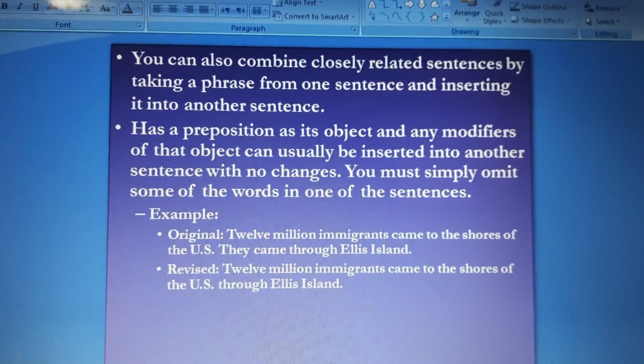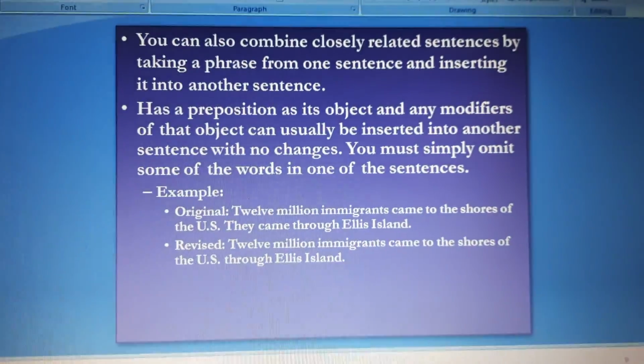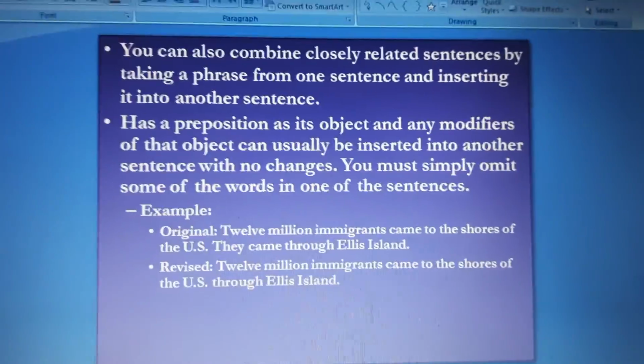This is how you can learn how to write your own sentences, okay? I just want you to try and think about it, study a little bit more. Good.